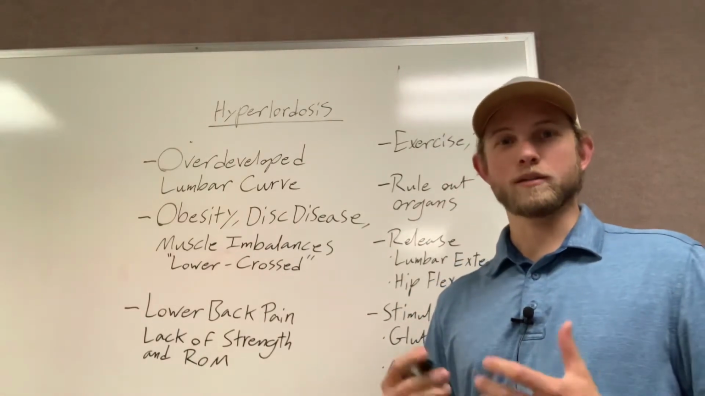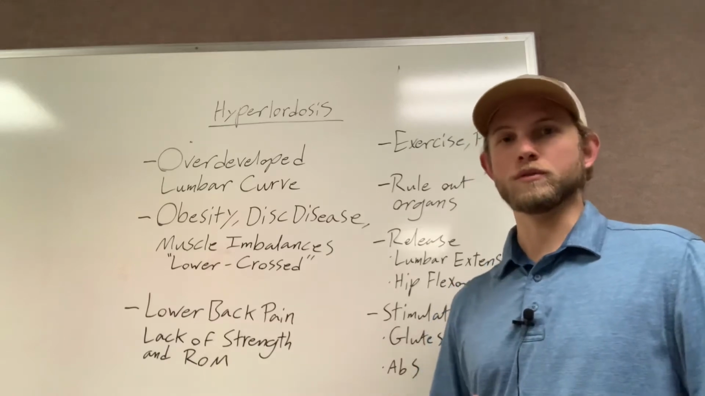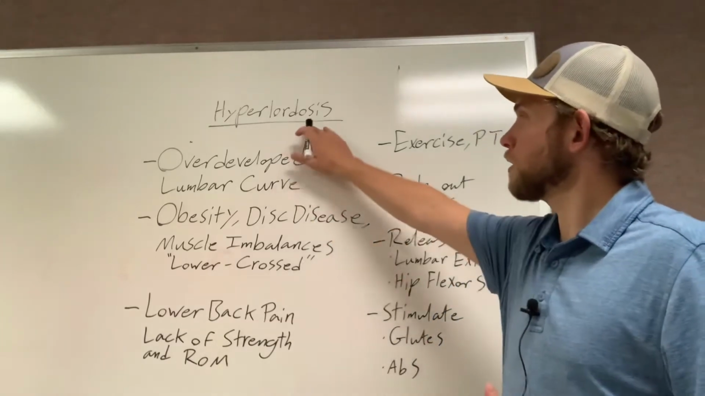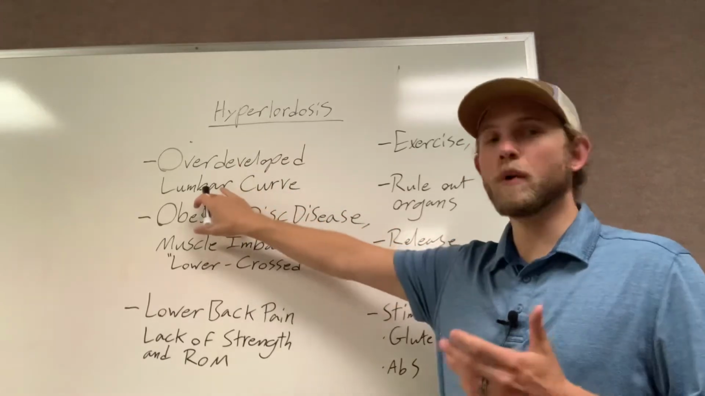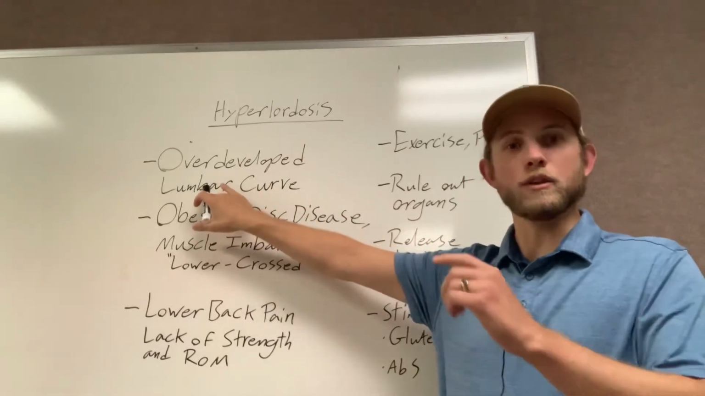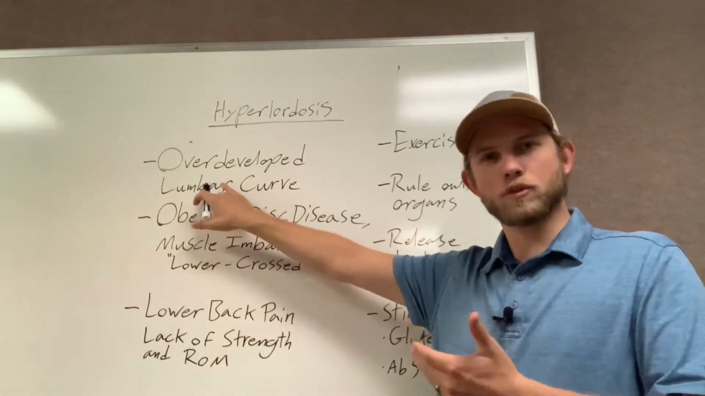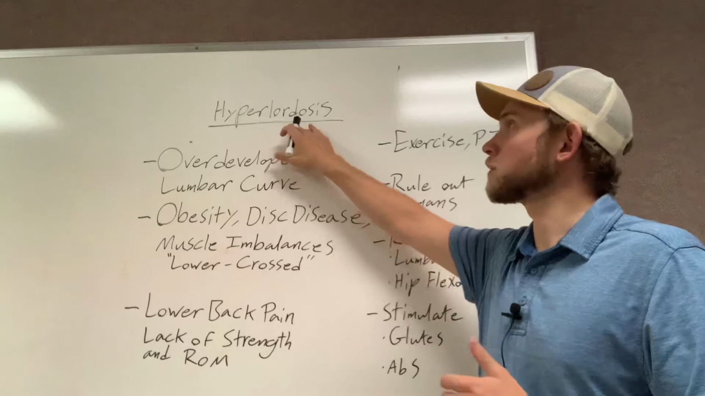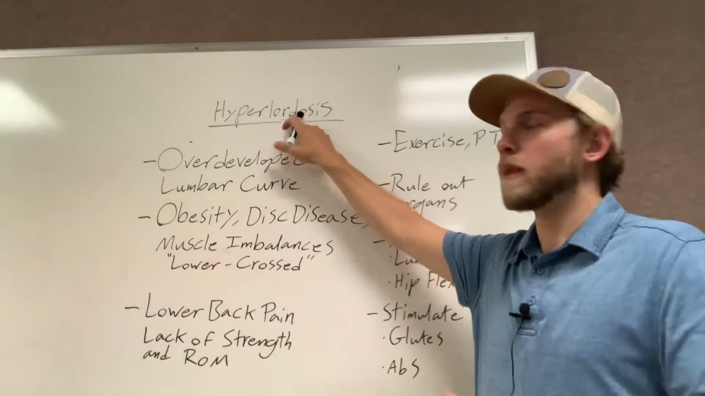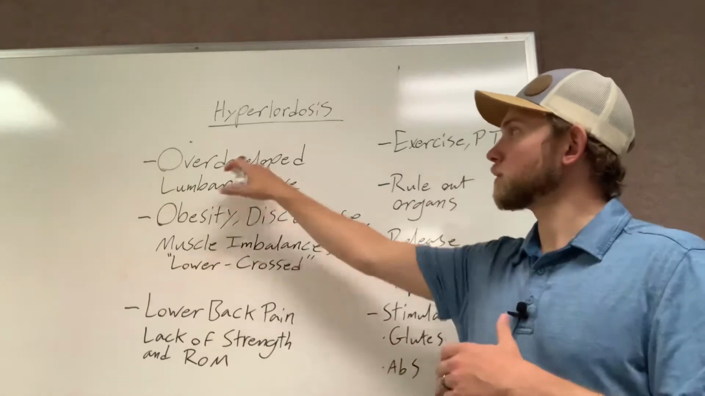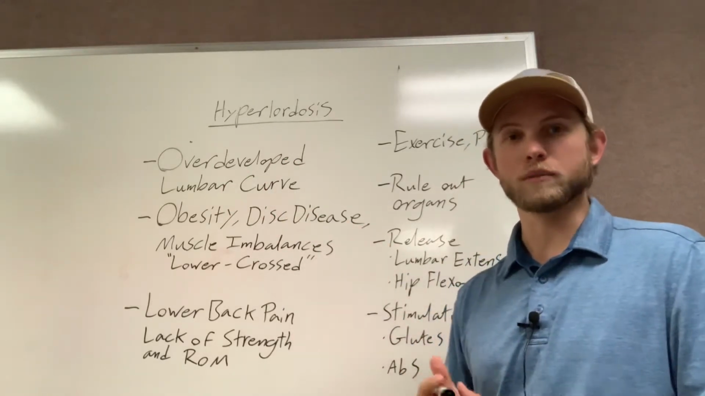My name is Brandon Cope, and today we're going to do a brief overview of hyperlordosis. Now, hyperlordosis is an overdeveloped lumbar curve. The lumbar curve is the part of the spine in your lower back, the very bottom of the spine, and it has a natural curve to it, which we call the lordotic curve, or in this case, we could say lordosis of the curve. If this curve gets overdeveloped, there's too much of that curve, it can start to lead to problems.